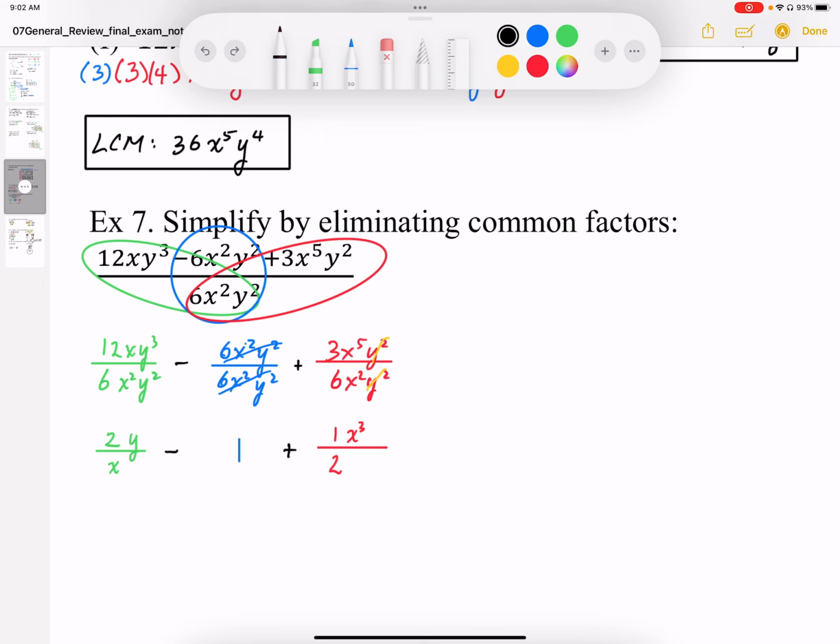So I can kind of simplify this to 2y over x minus 1 plus x cubed over 2. And again, we don't cancel factors until we have times and divide. When we separate into 3 separate fractions, we can simplify each one of those fractions individually.